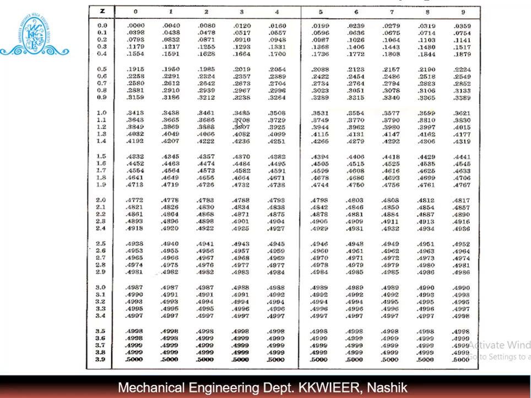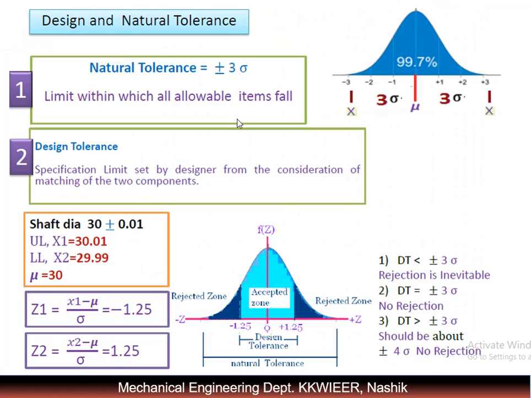From the summation of the areas, a1 plus a2, we find the total area, and then we can find out the rejection. Now, the design and natural tolerance. Natural tolerance is nothing but plus minus 3 sigma. It is the limit within which all the allowable items fall, where we give flexibility to the operator, the machine and the material. All chance causes or assignable causes come under this category, plus minus 3 sigma. So it is called natural tolerance, because naturally that has to happen.